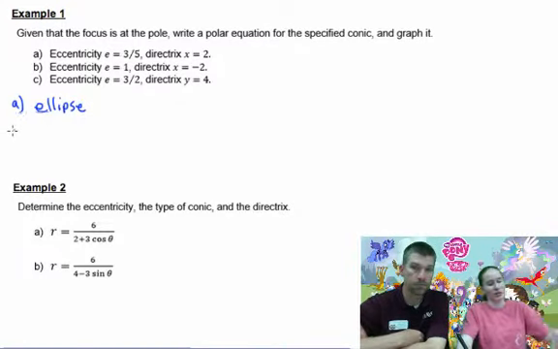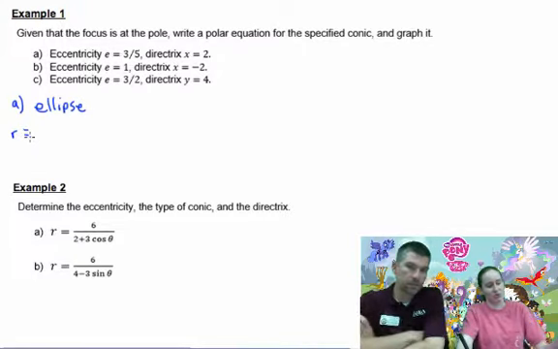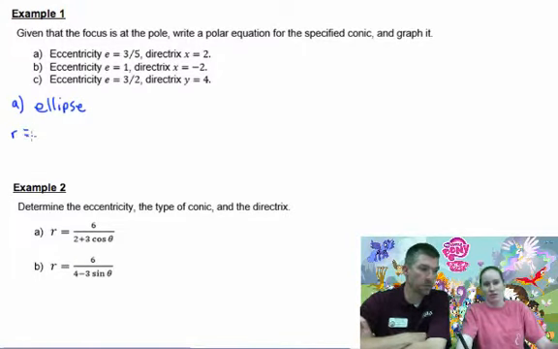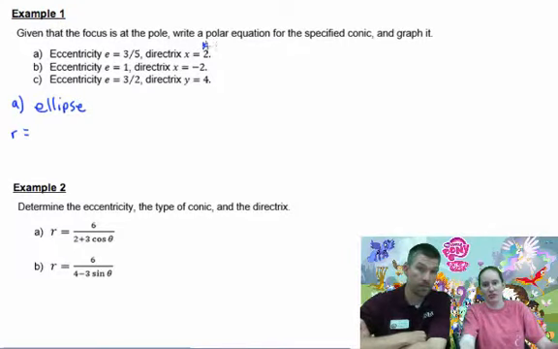Now, the way we figure out which formula to use is based on the directrix. X equals 2 means you use A, because 2's positive, and it's an x equals situation. That also tells us that k equals 2, because x equaled k. So we know that e is 3/5, and we know that k is 2. So we're going to plug it into the formula in part A. So that's 2 times 3/5 over 1 plus 3/5 cosine theta.